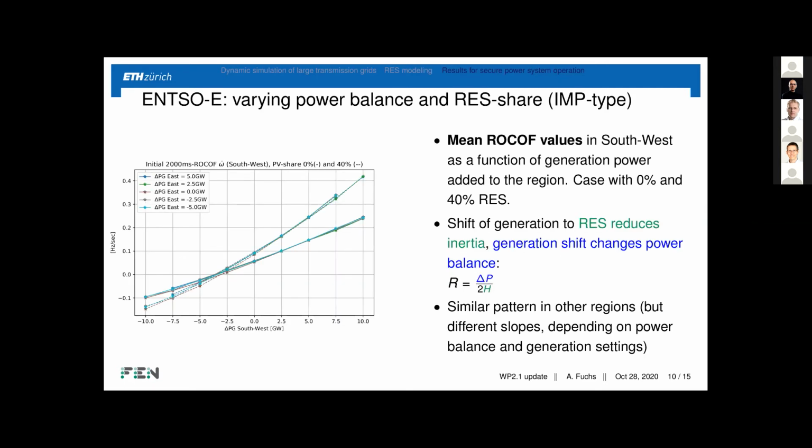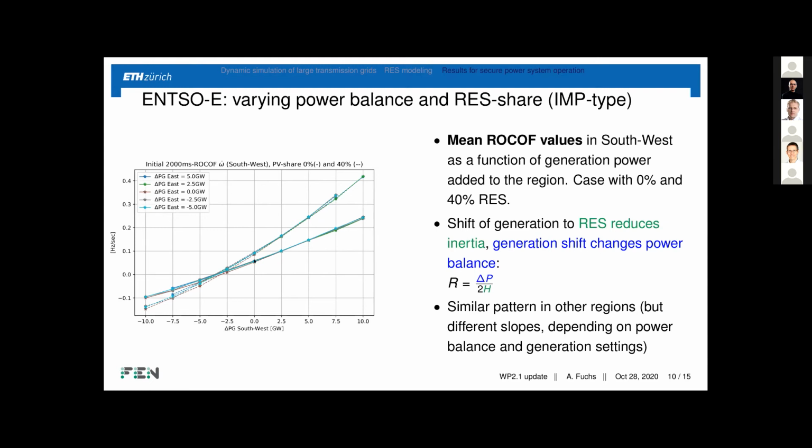And basically, in this slide I show similar aggregated results we obtained for the NSOE power system. On the y-axis you see again the average Rocof value in one of the zones, in this case the southwest, so Spain and so forth of Europe, as a function of the generation power added to the region. If I add 10 gigawatts of generation, so I increase the generation in the region, the Rocof will increase from the base case at 0 to a certain value that is larger.